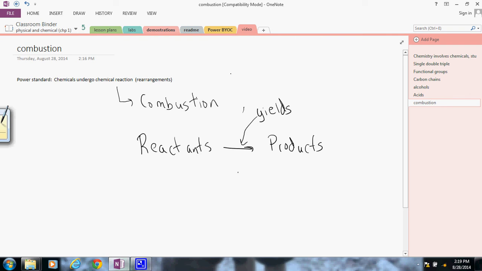Keep in mind that if we have a substance, we designate this substance as being the reactants. As the reaction takes place, it can go fast, it can go slow, but we'll have some sort of rearrangement as to how this happens. It just depends on the chemical reaction.